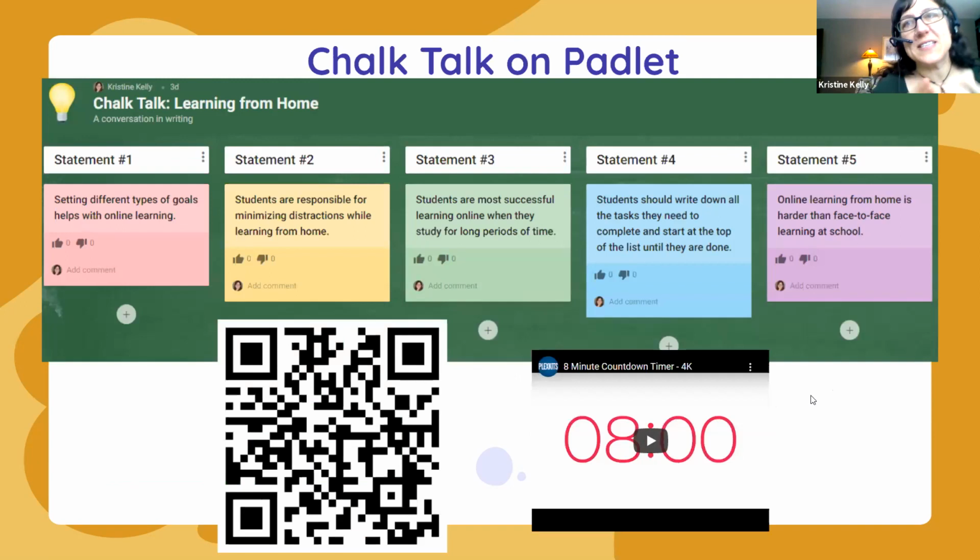Okay, so this is what the Padlet looks like, and I'm going to have you go to this Padlet. Patsy is going to put a link in the chat box, but also for any of you who are used to using QR codes, I think Apple users, it automatically comes on your phone. I don't know about Android users.